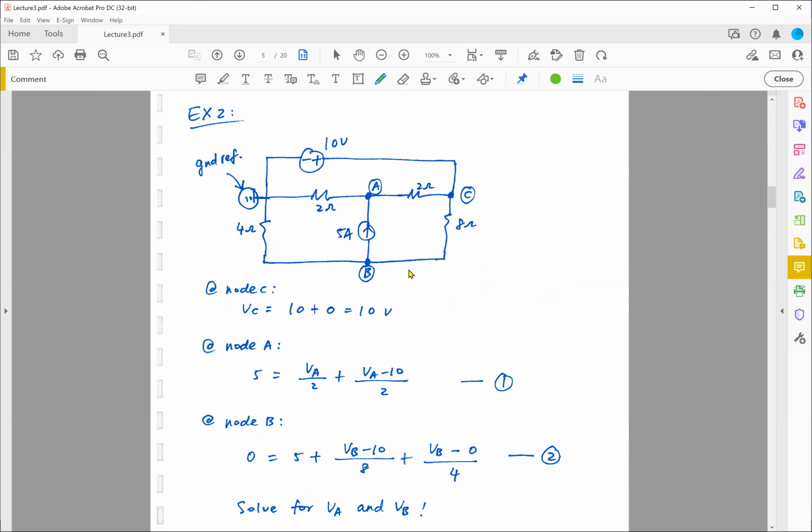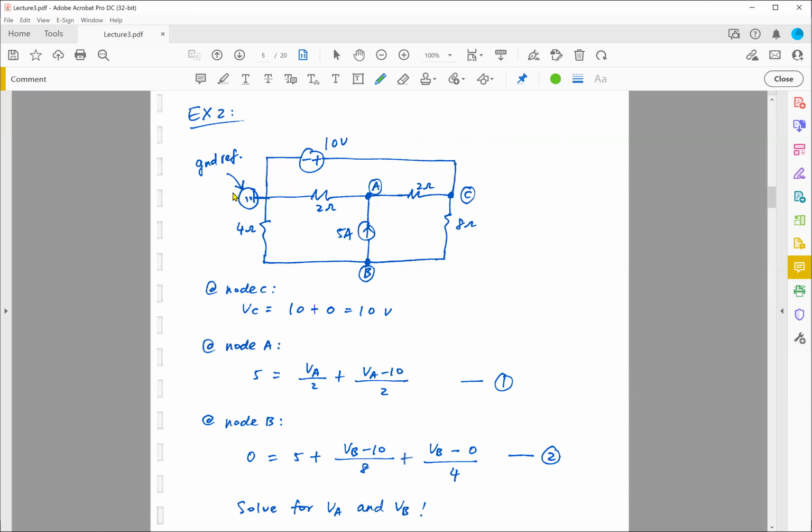Okay, so let's do the next example here. In this example, I have one voltage source, one current source, and a couple of resistors. And again, I need to find some node voltages. Just to make the problem a little bit more interesting, I'm going to move my ground reference. Instead of putting it over here, I'm going to put it over here.